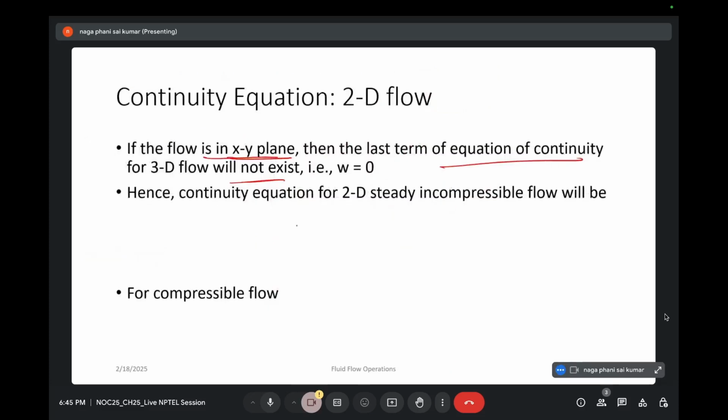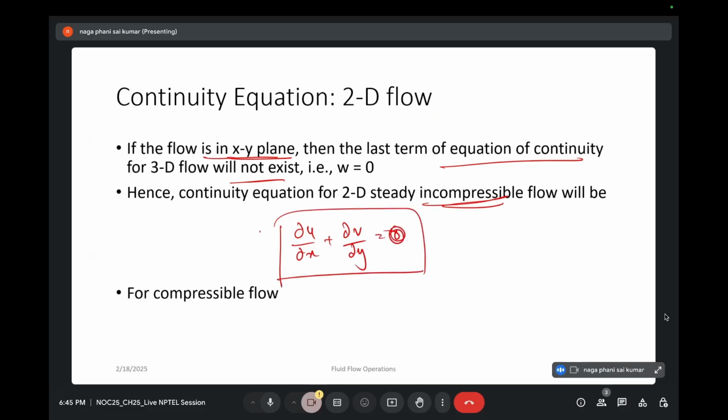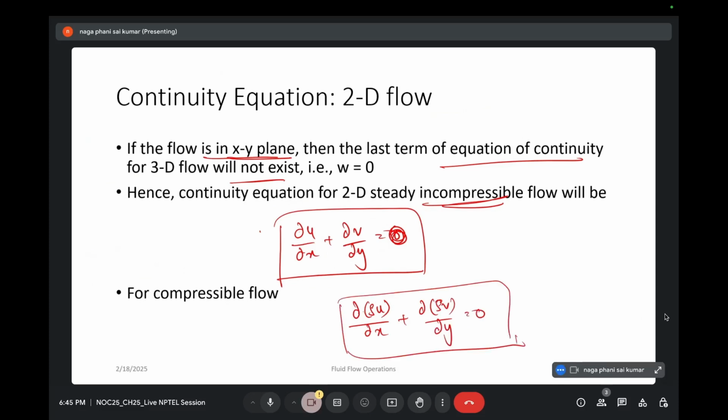So hence the equation of continuity for a two-dimensional incompressible fluid will become dou u by dou x plus dou v by dou y is equal to 0. This is for incompressible fluids, and for compressible fluids it will be dou rho u by dou x plus dou rho v by dou y is equal to 0. This is for compressible fluids.